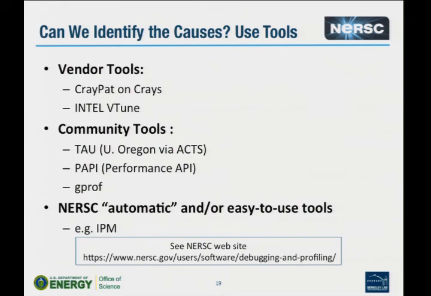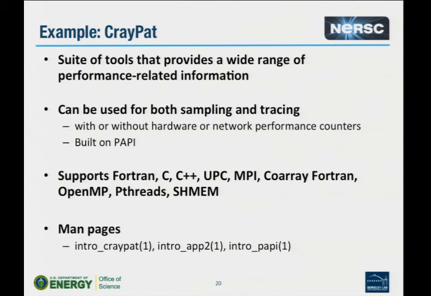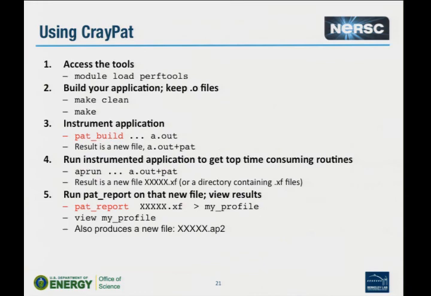So CrayPat is a Cray performance tool. I think I'll jump ahead to the example. This is typically how these performance tools work: you get access to the software, you build your application, and then you run something that instruments your application and produces an instrumented binary. Then you run that instrumented binary, it produces some output files, and then you take another tool and use it to examine the output files. And you can find out about this on our website.